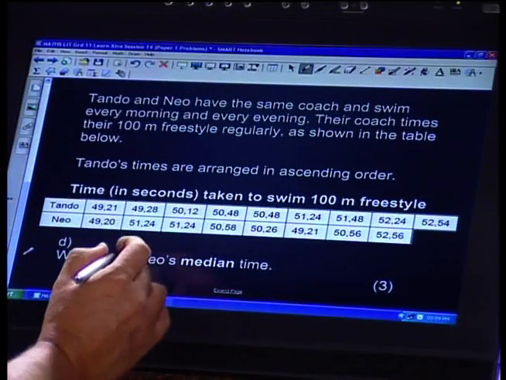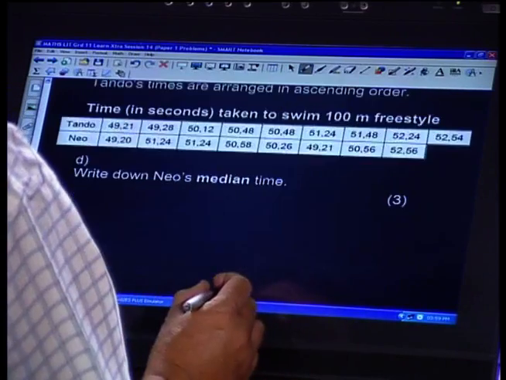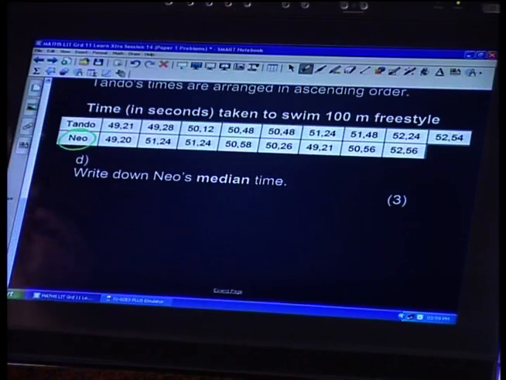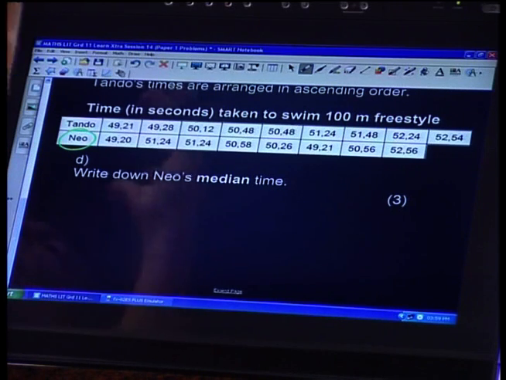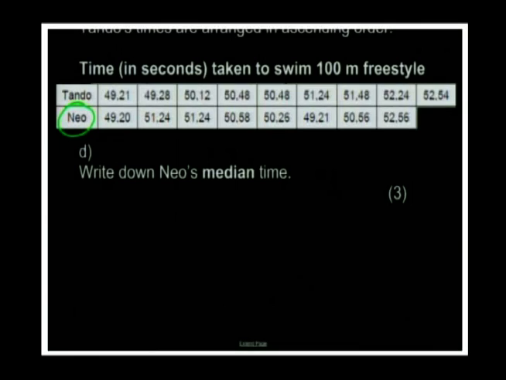Write down Neo's median time. Okay, so now we're looking at Neo's. Now please remember that the examiner was nice because he put Tandu's times in order. Neo's times he has not put in order, so we've got to do that. So let's do it. Right, so we're looking for his fastest time. His fastest time is 49.20.